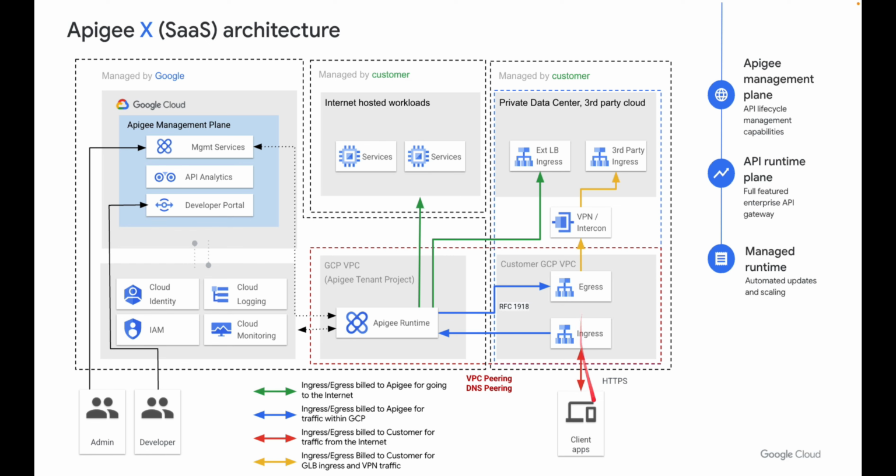As you can see in this example, the client application will use an ingress of type external load balancer, as an example, to consume APIs exposed on Apigee. And from Apigee, it will be possible to reach backend services through the Cloud Interconnect or Cloud VPN connectivity to reach backend services that are part of the on-premise system.